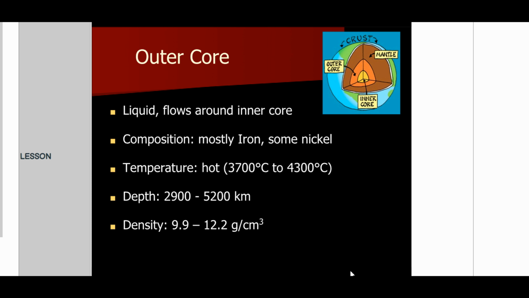The temperature starts at the upper barrier of the outer core. The upper limit is 3,700 degrees Celsius. And then as you get deeper down into the earth towards the bottom of the outer core, it goes all the way up to 4,300 degrees Celsius. 4,300 degrees Celsius is about 7,700 degrees Fahrenheit. Ridiculously hot. The depth here starts on the upper limit at 2,900 kilometers deep, goes all the way down to 5,200 kilometers deep, and the density goes from just under 10 to just over 12 grams per centimeter cubed.